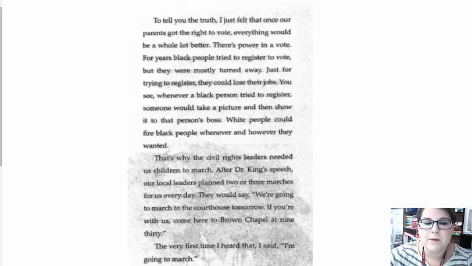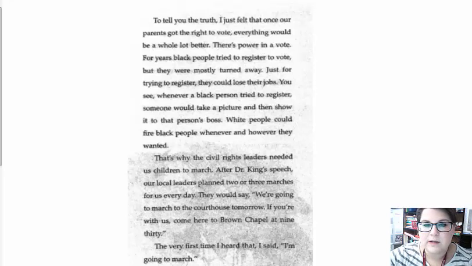For years, black people tried to register to vote, but they were mostly turned away. Just for trying to register, they could lose their jobs. You see, whenever a black person tried to register, someone would take a picture and then show it to that person's boss. White people could fire black people whenever and however they wanted. That's why the civil rights leaders needed us children to march.